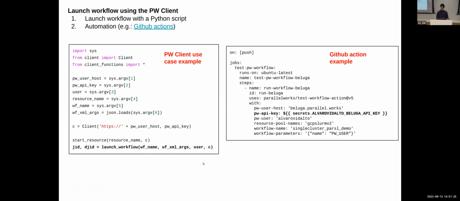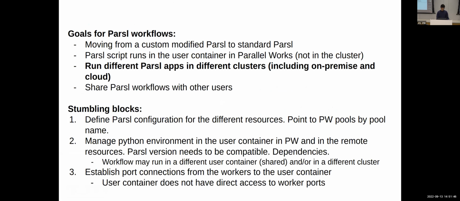And you can use the client to automate other applications. One very good example of this is you can use it to run GitHub actions using the Parallelworks clusters. And you can store your API key as a secret in GitHub. Use this to do CI/CD workflows with clusters.